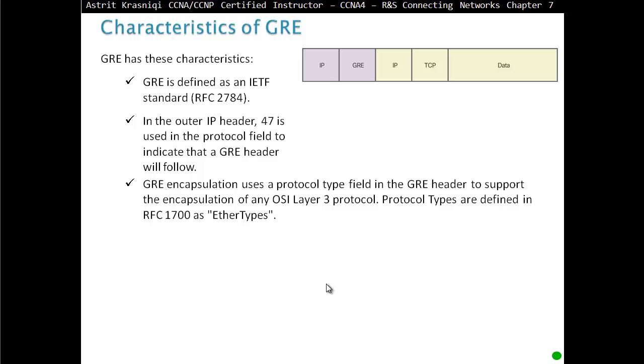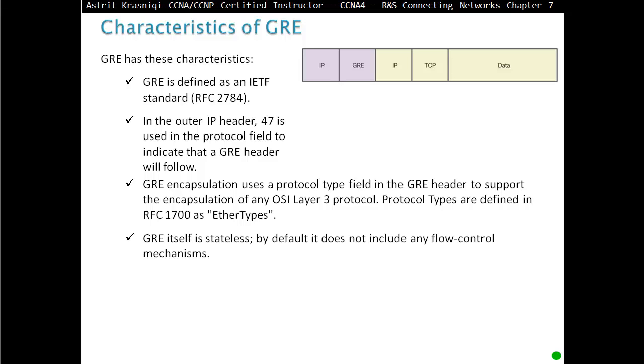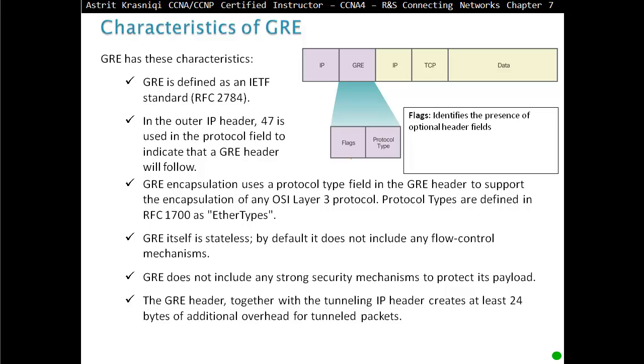GRE encapsulation uses a protocol type field in the GRE header to support encapsulation of any OSI layer 3 protocol. Protocol types are defined in RFC 1700 as EtherTypes. GRE itself is stateless. By default, it does not include any flow control mechanisms. GRE does not include any strong security mechanism to protect its payload. The GRE header, together with the tunneling IP header, creates at least 24 bytes of additional overhead for tunneling packets. In there, we have flags, which identify the presence of optional header fields, and the protocol type, which identifies the type of the payload. The EtherType, for example, would be 0x800, which is used for IPv4.